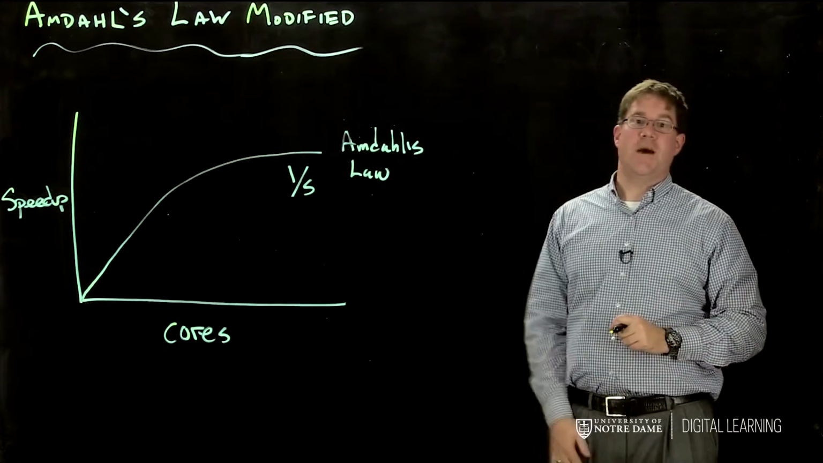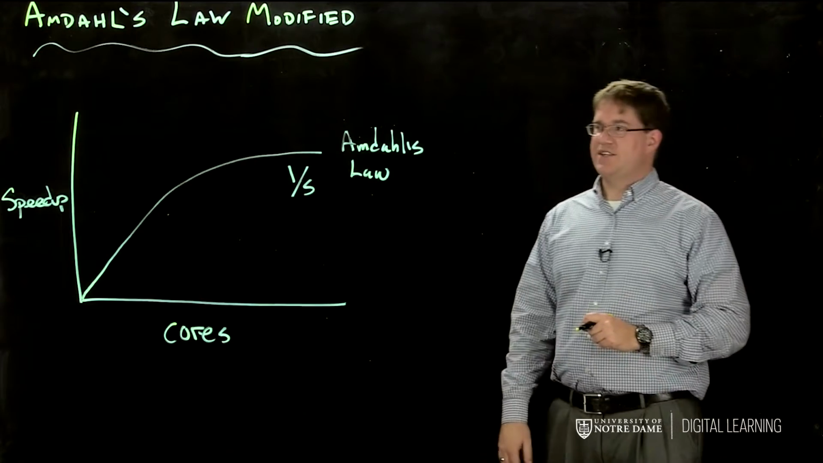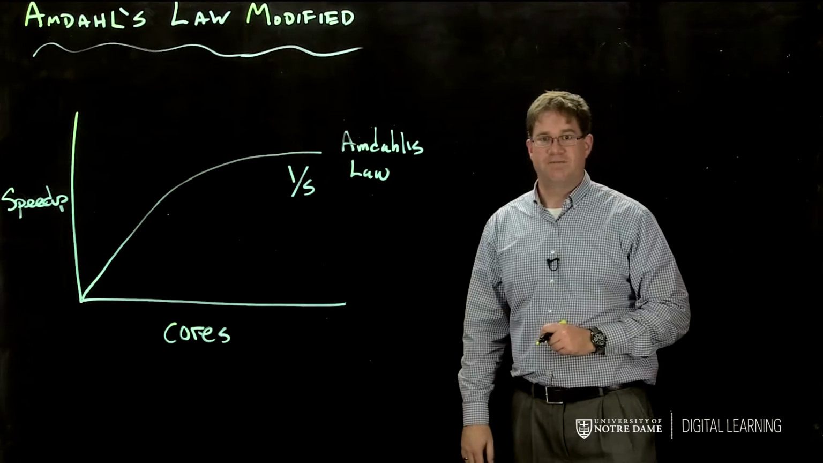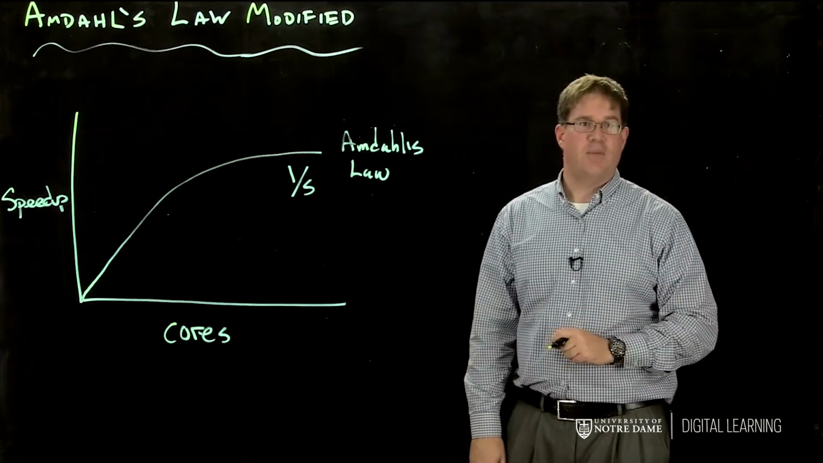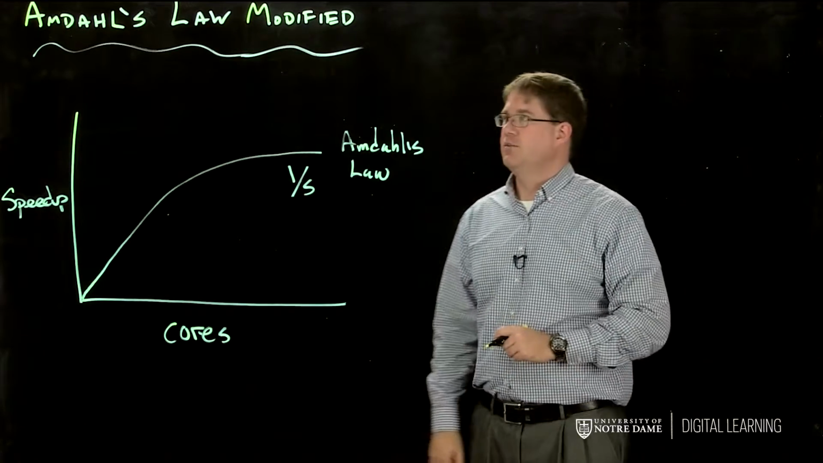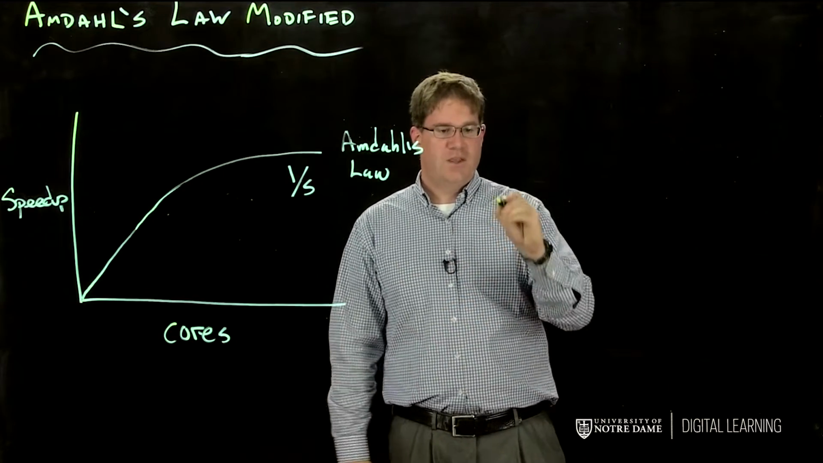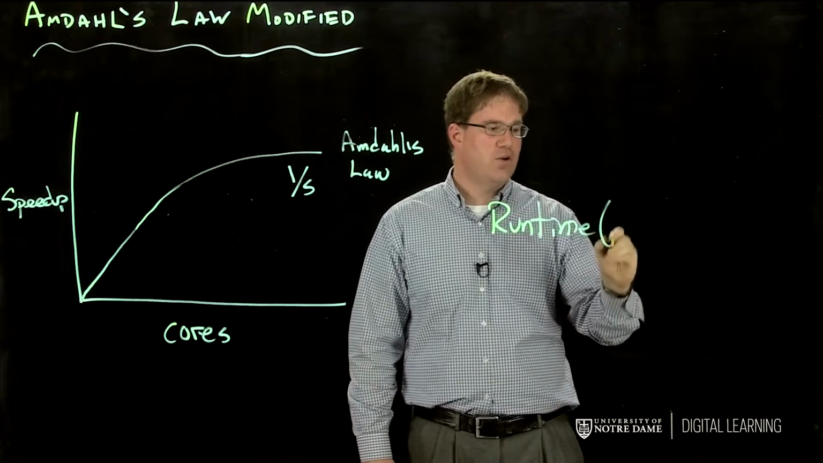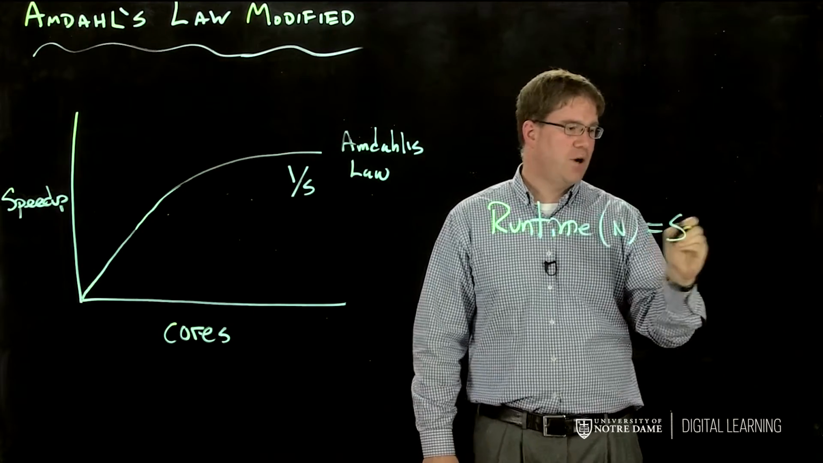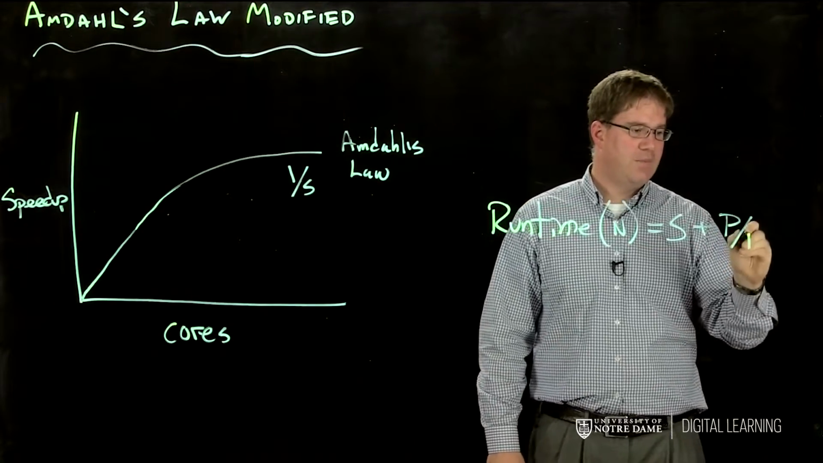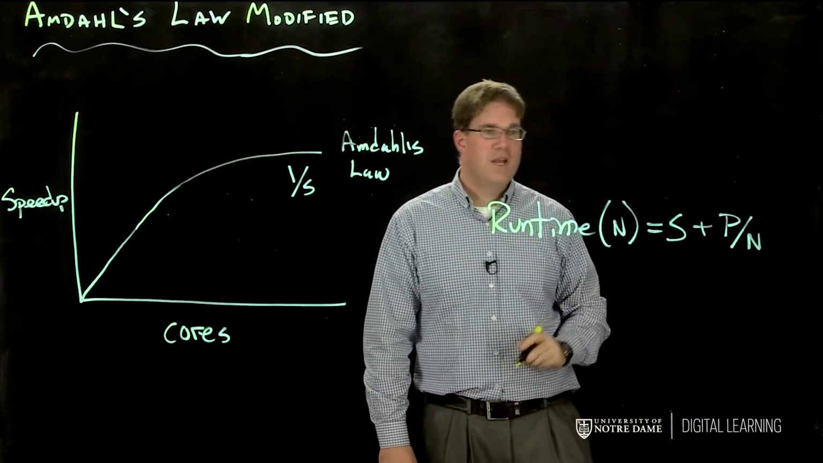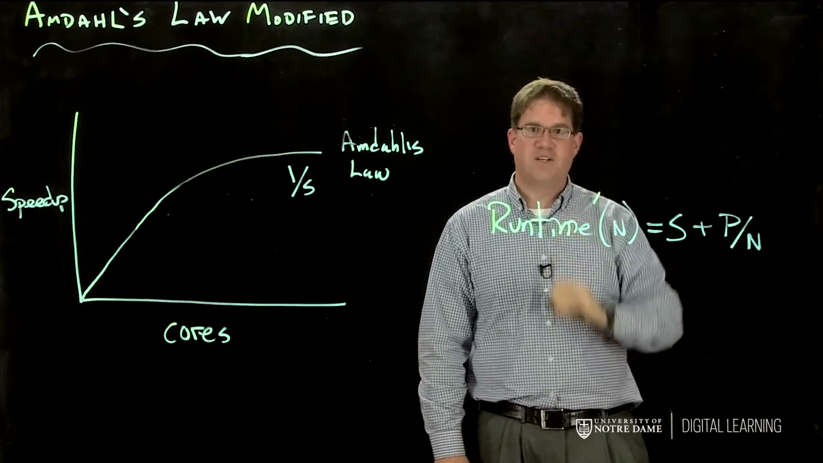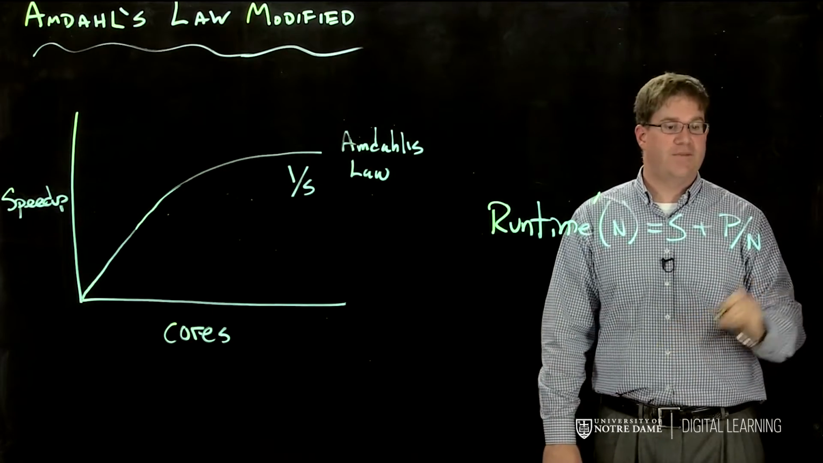Now, that gives us the upper bound, but it doesn't explain why some applications start to fall off as the number of cores increases. And to explain this, I like to describe what I'll call Amdahl's modified law. So you recall that Amdahl's law says that the runtime of an application on n cores is equal to the sequential part plus the parallel part divided by n cores. Now I'm going to modify this to have an additional term. So let me put a prime there to indicate that this is Amdahl's law modified.